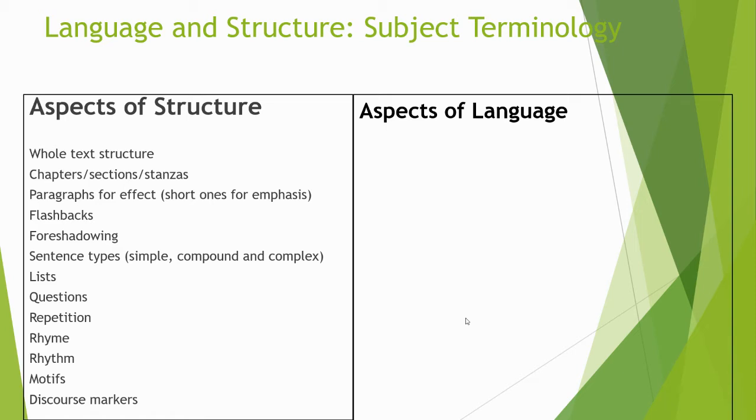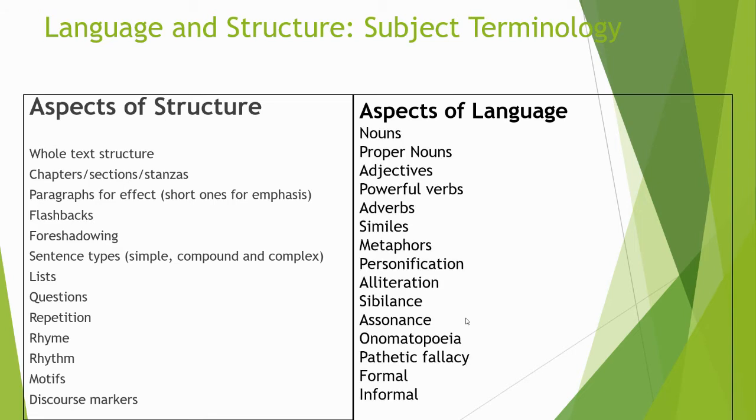And of course, you've also got to think about aspects of language. Here are some aspects of language that I'm sure that you will remember and know from previously. Nouns, proper nouns, adjectives, powerful verbs, adverbs, similes, metaphors, personification, alliteration, sibilants, assonance, onomatopoeia, pathetic fallacy, formal and informal language. Now, there are a couple of quite impressive lists. If you turn those into keywords and learn them, you'll soon own them, and then you'll know what to apply when you're doing your English language GCSE. That's what revision's all about.